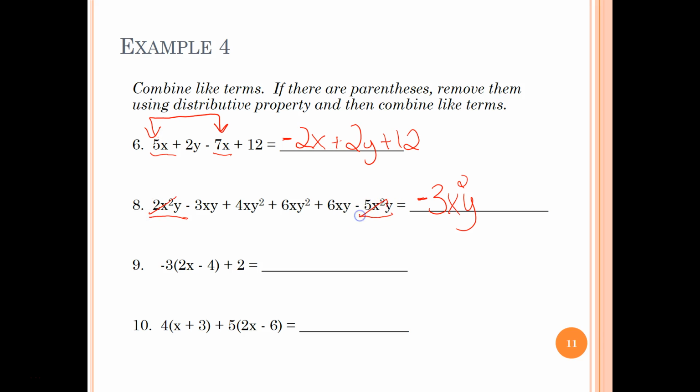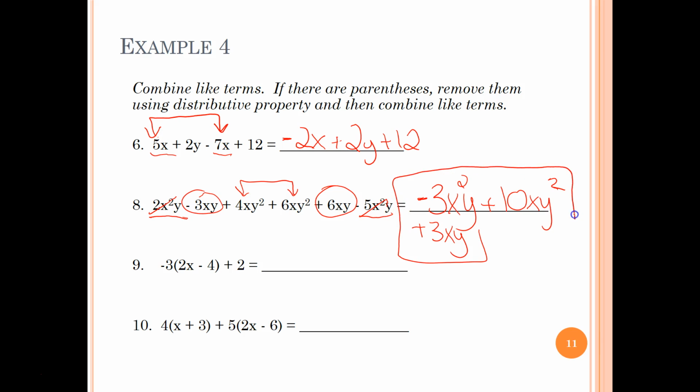And now let's go for the next like term. We also have 4 and 6xy squared. 4 plus 6 is 10xy squared. So that's what we have. Now, lastly, we have a negative 3xy and a positive 6xy. Negative 3 plus 6 is a positive 3, so we're adding 3xy. Notice something about this remaining expression. These 3 terms can't be combined because they're not like terms. This is about as good as it's going to get.